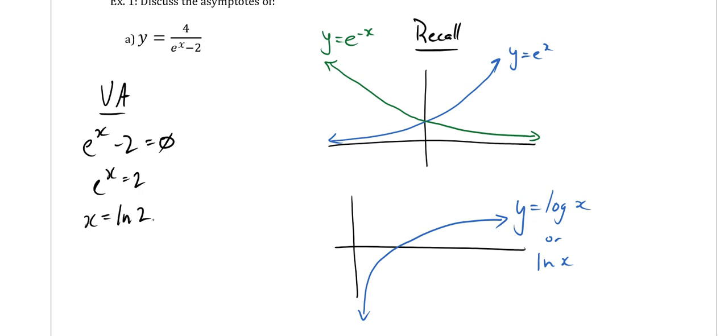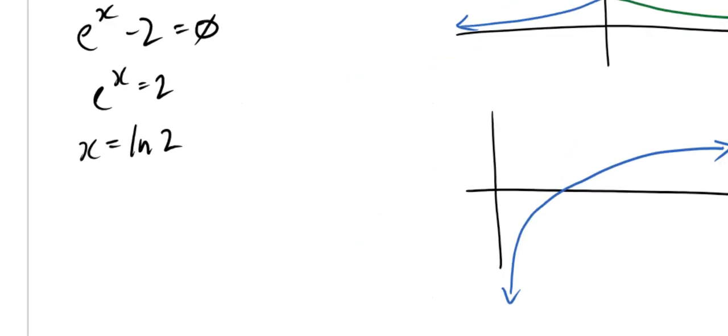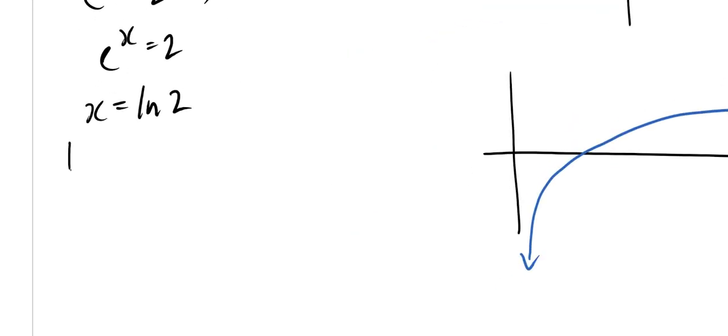And then what do we do when we find the vertical asymptote? Yeah, we want to determine the behavior around it. So we'll do this: the limit as x approaches ln of 2 from the left of the function y.